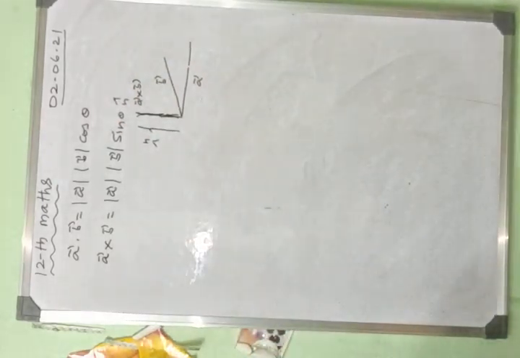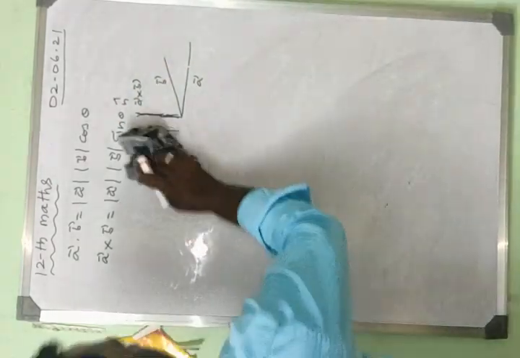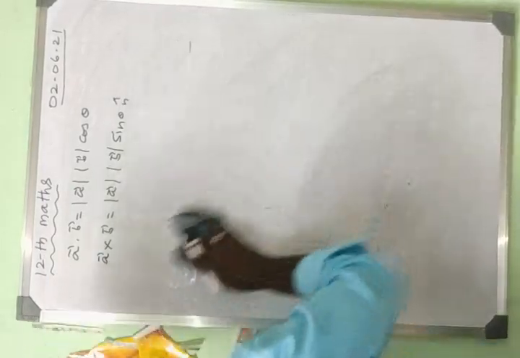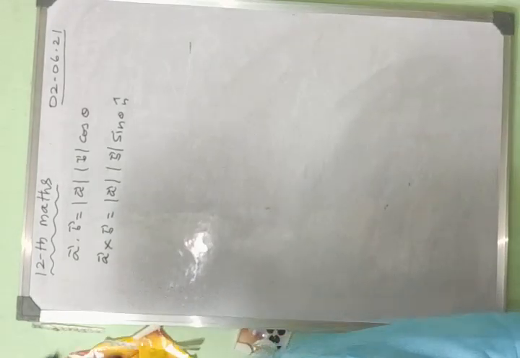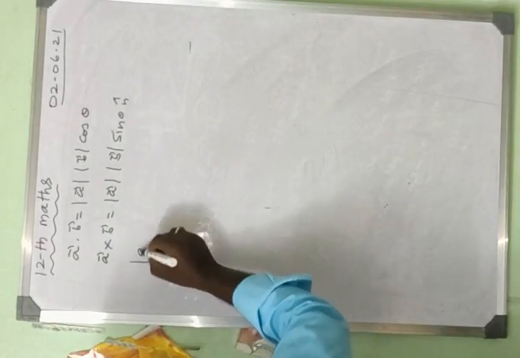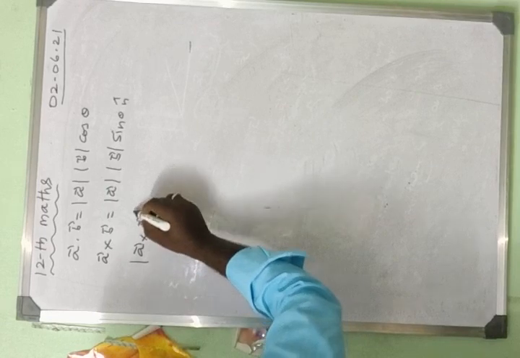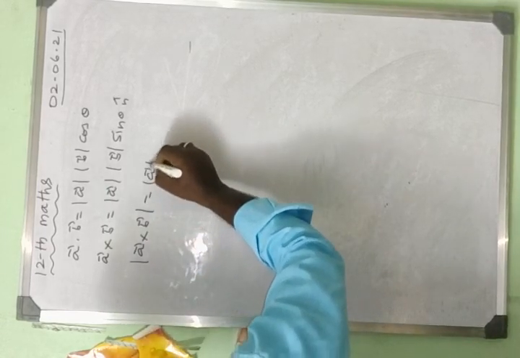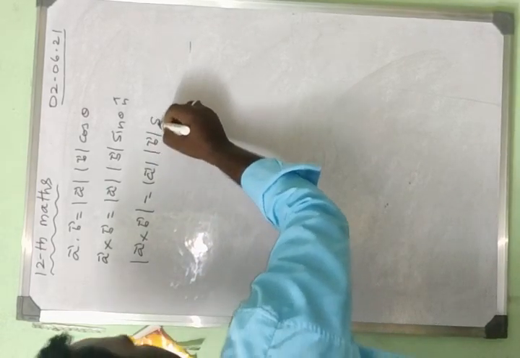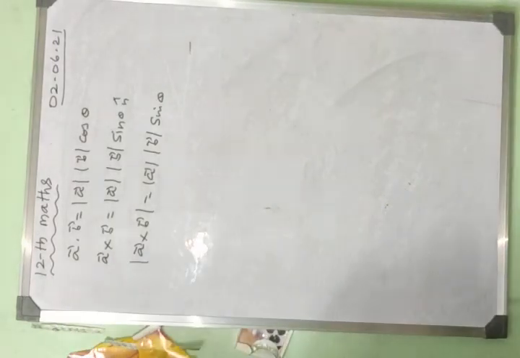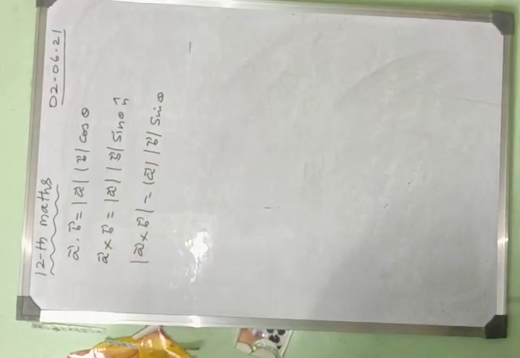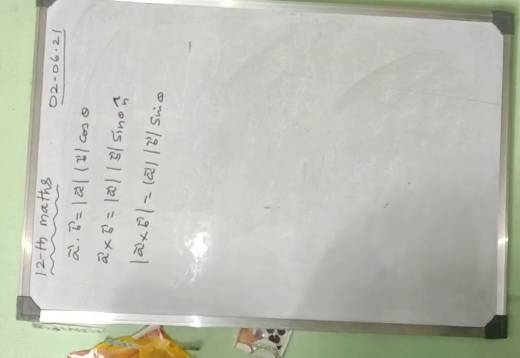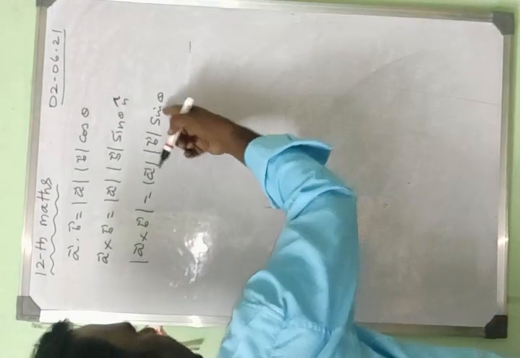So this is the definition, very, very important. Vector A cross vector B is equal to mod of vector A mod of vector B sin theta cap n. Next we take mod of vector A cross B. Mod of vector A cross B means mod vector A mod vector B sin theta only. Cap means unit, so the value is 1, and 1 times sin theta gives sin theta.